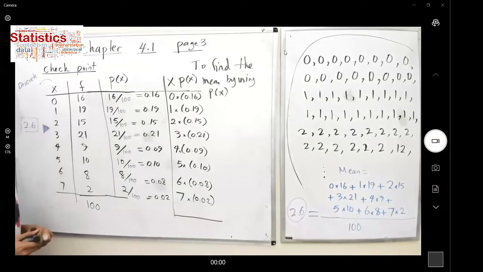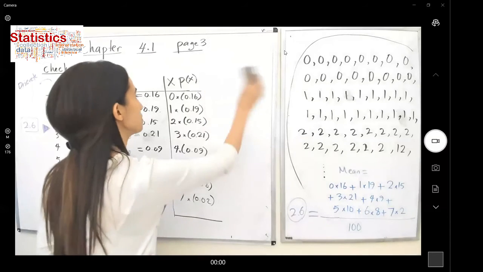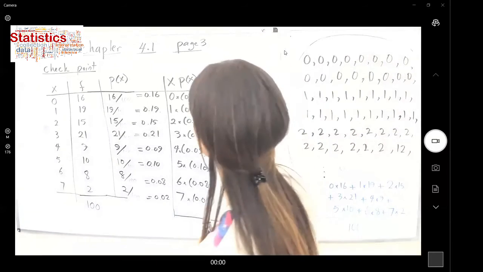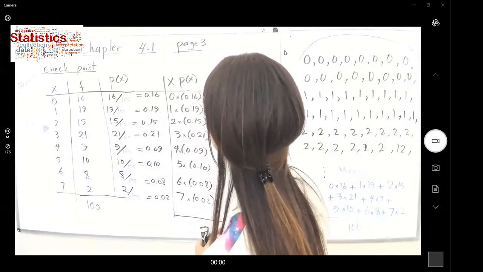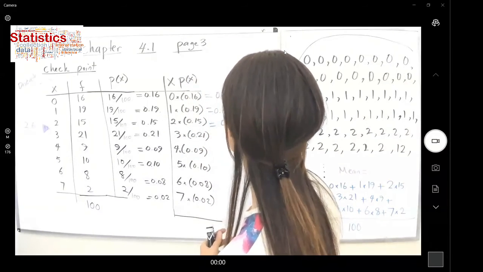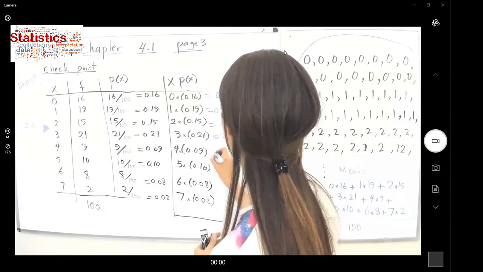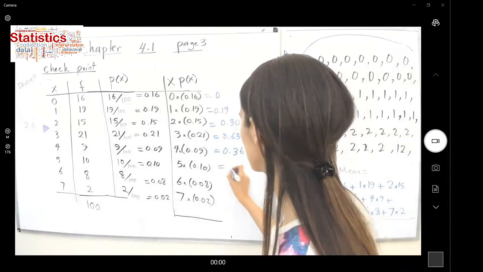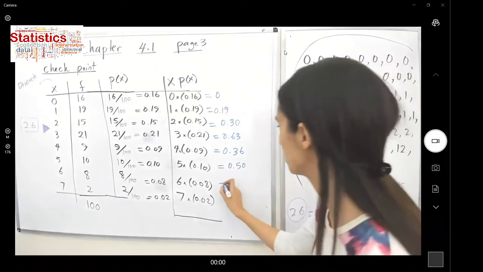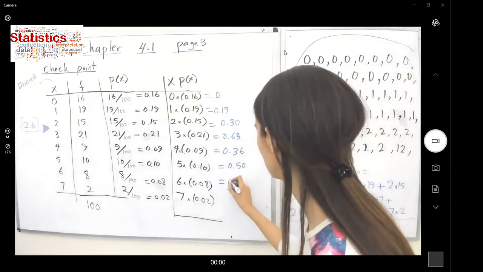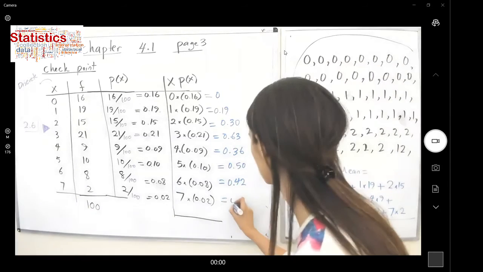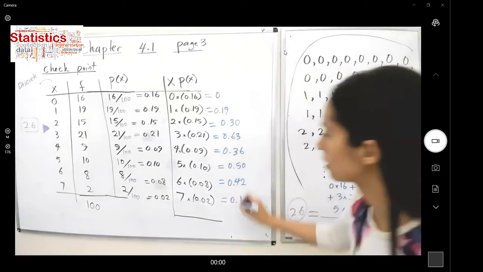What are these numbers? And what would be the sum? The first value is 0. The second value is 19%. This one is 30%. This one is 63%. This one is 36%. This one is 50%. This one is 42%. And this one is 0.14.